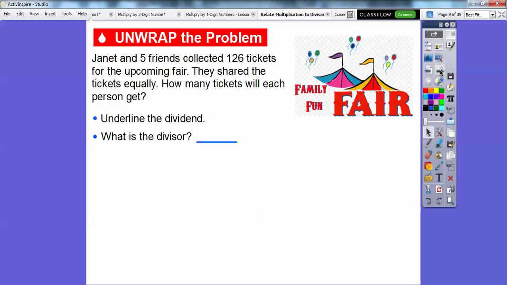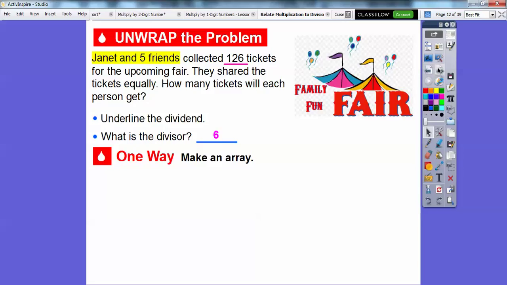So what we're going to do in this lesson is divide 126 divided by, so that's the dividend right there. So the dividend is that 126. And we're going to divide that by, what's our divisor? It's not 5. Be careful. It's Janet and her 5 friends. So that's going to give us 6. We're going to divide that by 6. So just be careful. So here's one way.